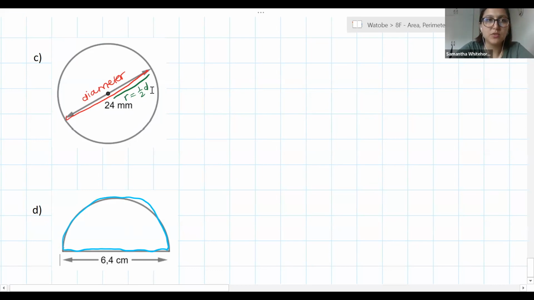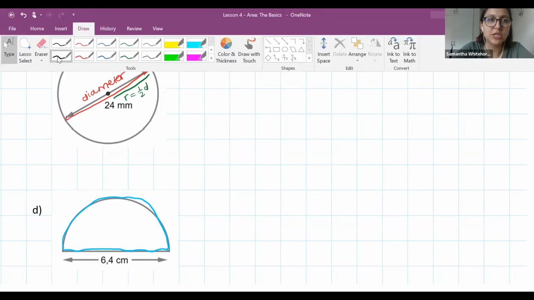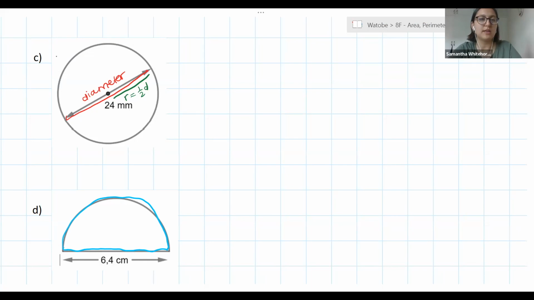Okay, so once you have answers for C and D, you can put them in the chat. I'm going to give you a minute or so, and then we'll quickly do these before you get the link to your quiz for the week. Remember those units, very, very important. Units squared.